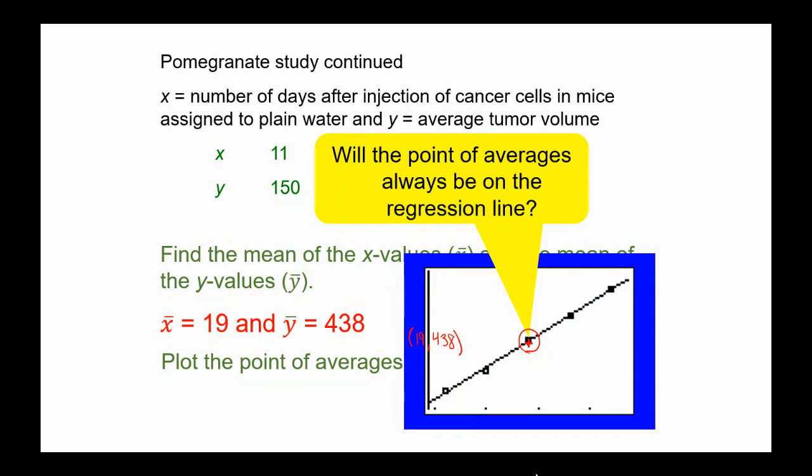So will this point always be on the regression line? What do y'all think? Yes, it will be, because if we look back at the equation we wrote to get A, the intercept, notice we use X bar and Y bar to get it. So yes, it will always be on there.